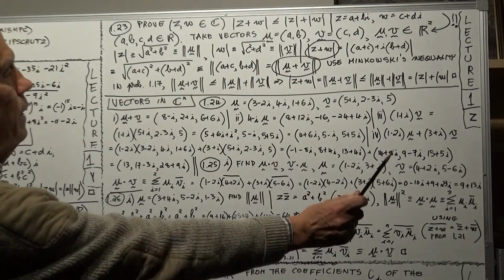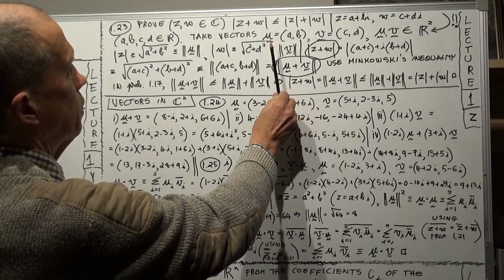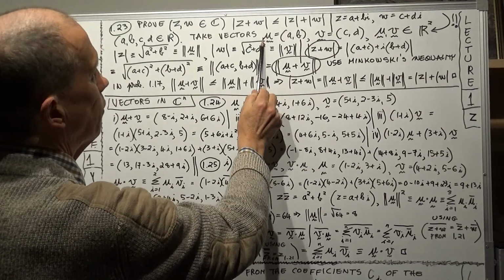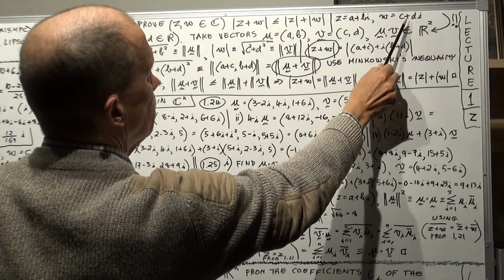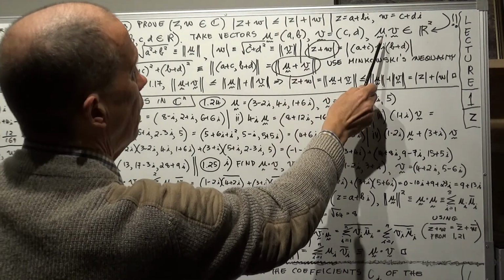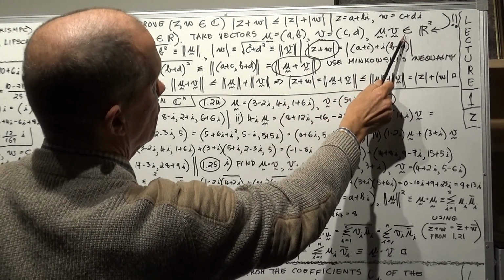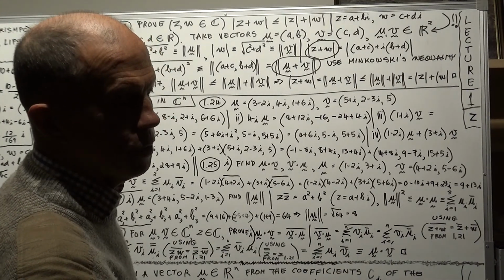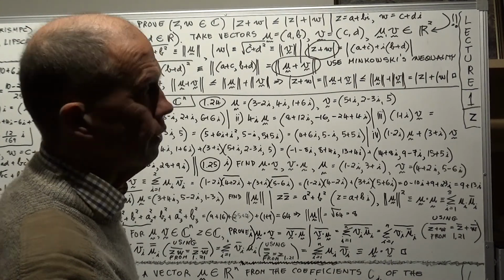Right, so we're creating a vector using these two components, and we're calling that vector u. We're taking these two numbers and they become the components of vector v. And these two vectors are vectors in R2, so two-dimensional real space where the components of the vectors are real numbers.